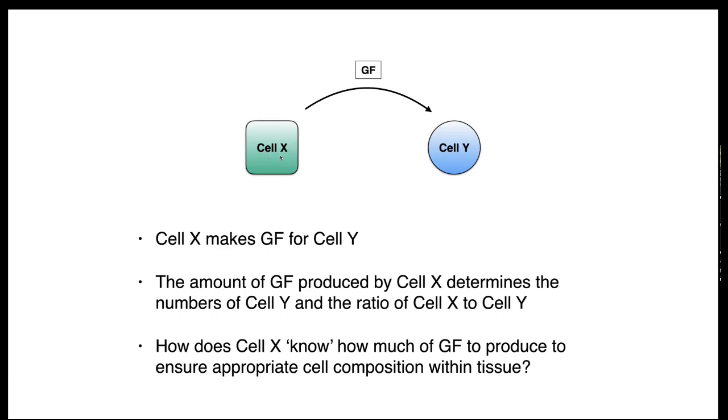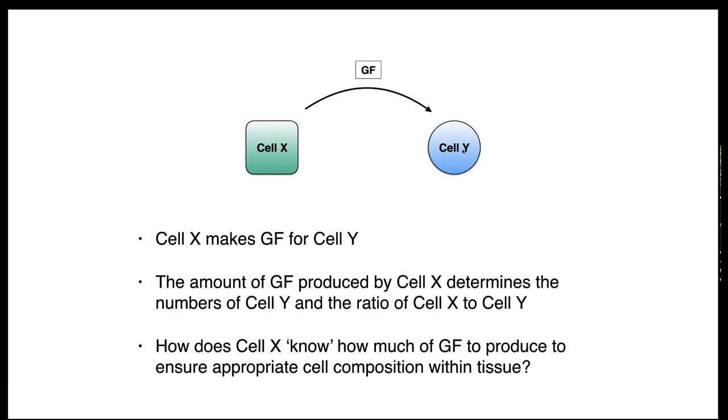And then the question becomes, how does cell X know which growth factor to make and how much to make? We can say, well, which growth factor to make could be hardwired. It could be part of the identity, that if you are cell X, you are programmed to make growth factor for cell Y. That's a fair assumption, and there are cases when it is indeed the case, that it already knows which growth factor to make. In other cases, it needs to be told.